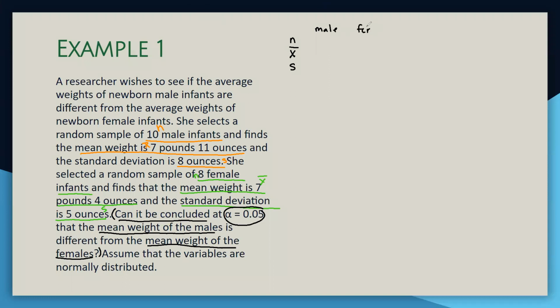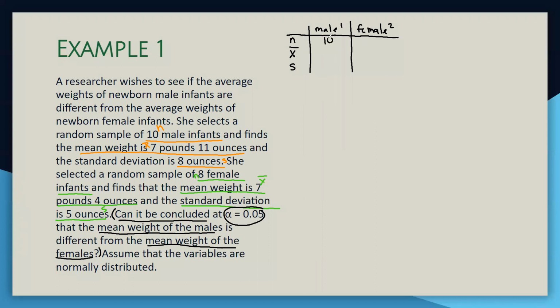Oops, not for male, female. So I'm going to call this group 1 and group 2 because that's the order they appear in the problem. I'm going to make my table here. So we know the male column is in orange. I underline that in orange.